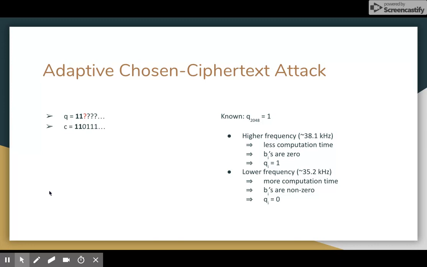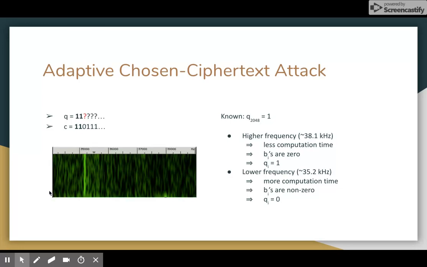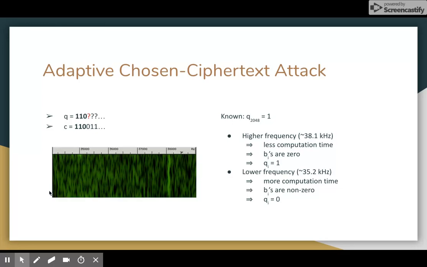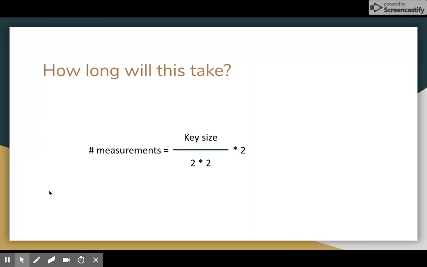Now we know Q starts with 1, 1, so we send 1, 1, 0, 1, 1, 1, 1, 1. And we see a frequency of 35 kilohertz, which means that the next bit is 0. And then we see Q has to be 1, 1, 0, so we send in ciphertext 1, 1, 0, 0, 0, 1, 1, 1, 1. And we get a frequency of around 38 kilohertz, which means the next bit is 1. And you get the idea. We continue this until we're done.